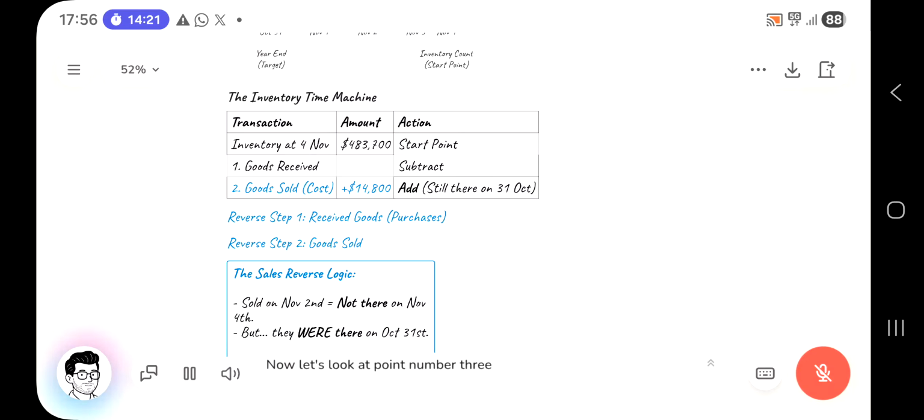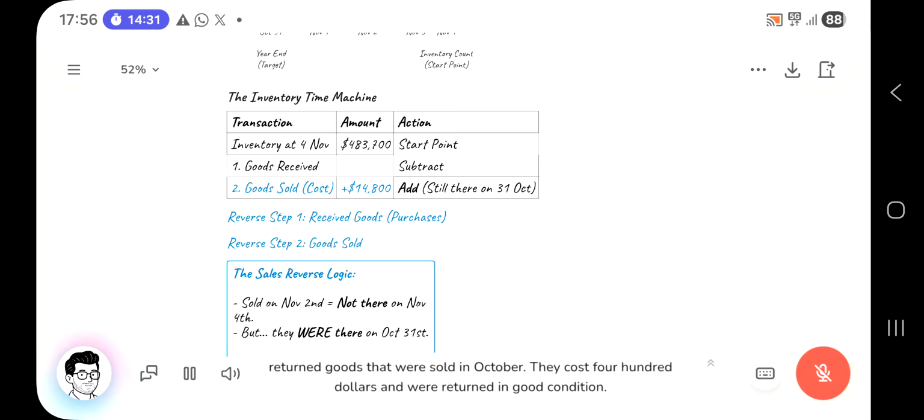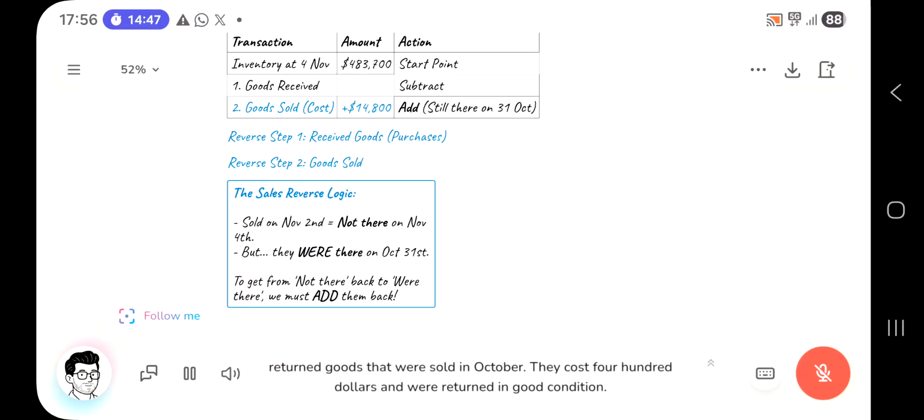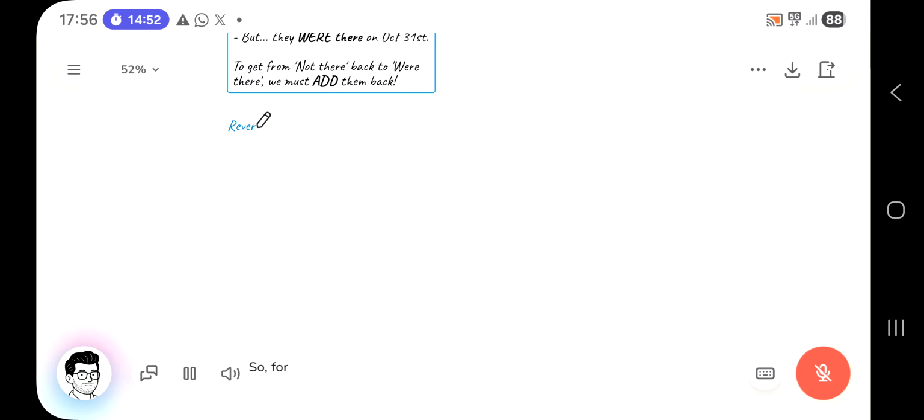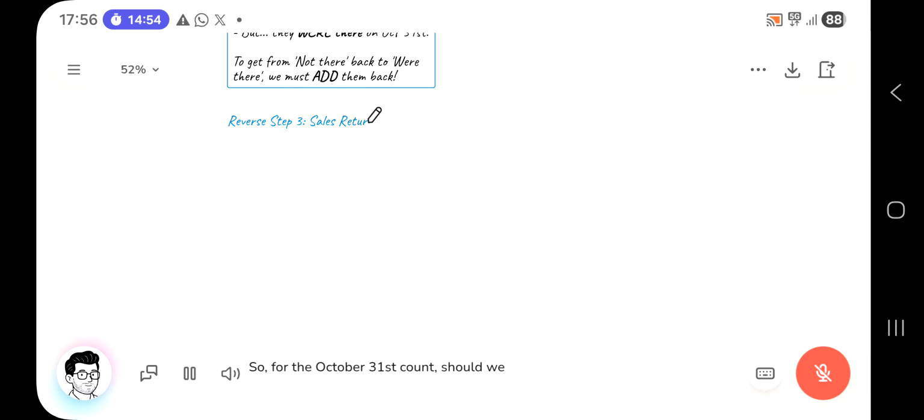Now let's look at point number 3 in your materials. A customer returned goods that were sold in October. They cost $400 and were returned in good condition. These goods were back in the warehouse on November 4th because they'd been returned by then. But on October 31st, they were still with the customer. So, for the October 31st count, should we include these in our inventory? Or should we subtract them because they weren't in our building yet?